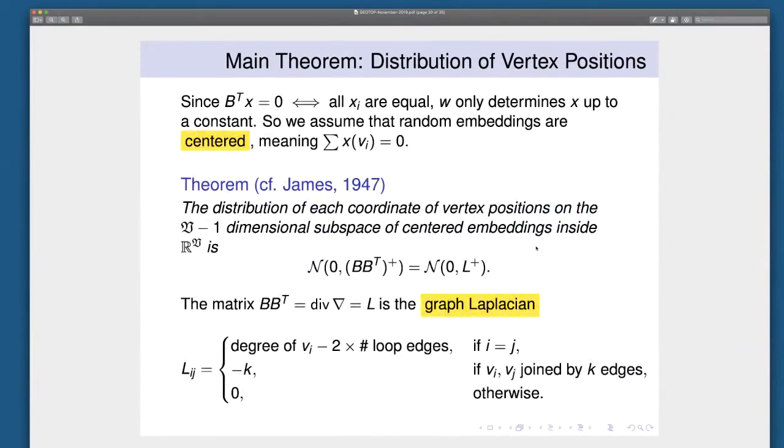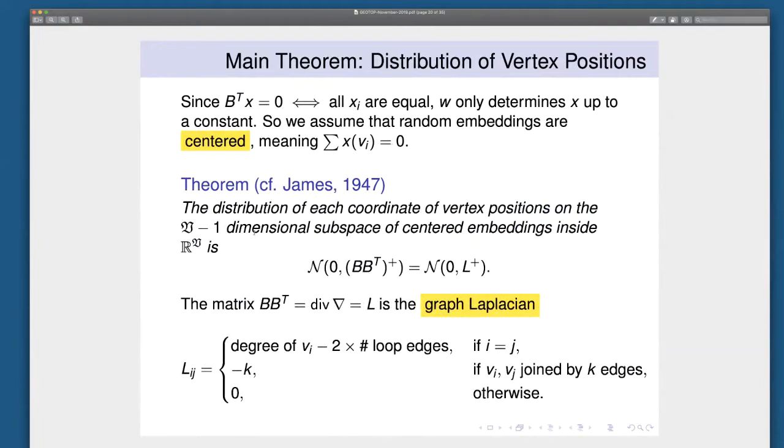Okay, so let's think about the image of B transpose plus. We know it's the orthogonal complement of the kernel of B transpose. And as Renzo noticed, the fact that the row sums are 0 means that the kernel of B transpose is just the constant vectors. This means that the image of B transpose plus will be the centered embeddings. Those are just going to be embeddings where the center of mass of all the vertex positions is 0.